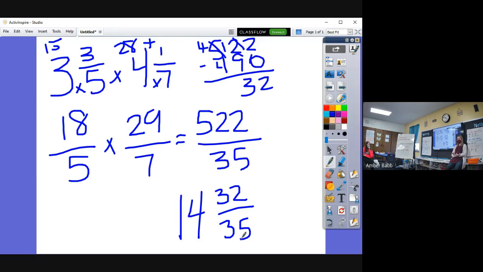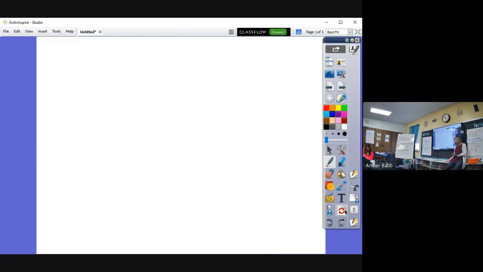Can we reduce it? Can we reduce? No. You cannot reduce 32 35ths, I don't think. 32 divides by 8 and 4, and 16 and 2, and 35 doesn't divide by any of those things. Okay. All right. Holy moly.